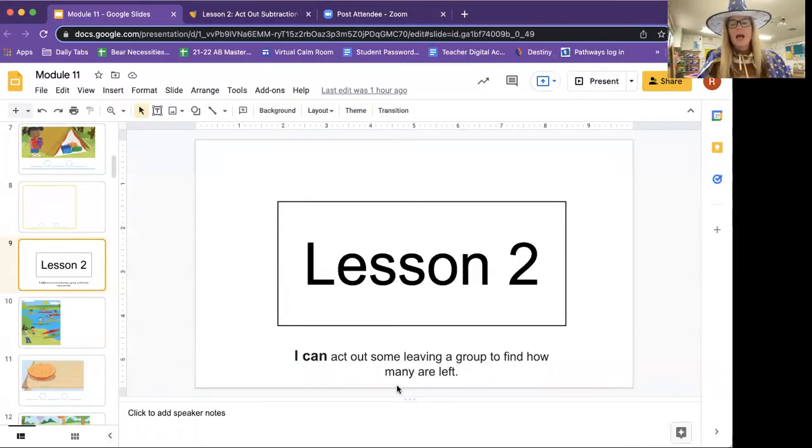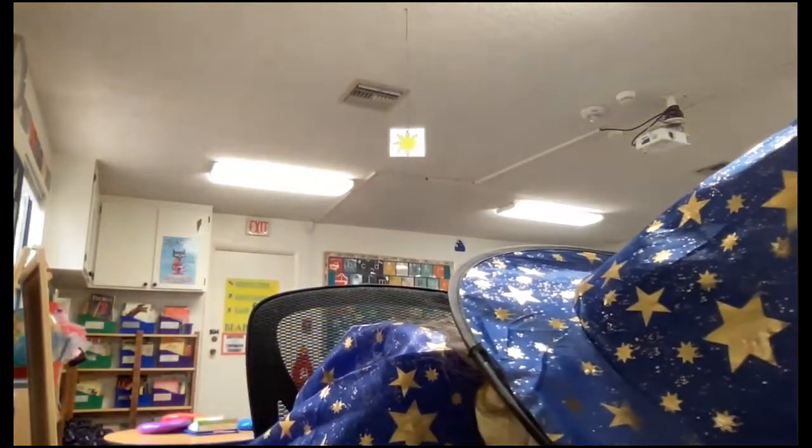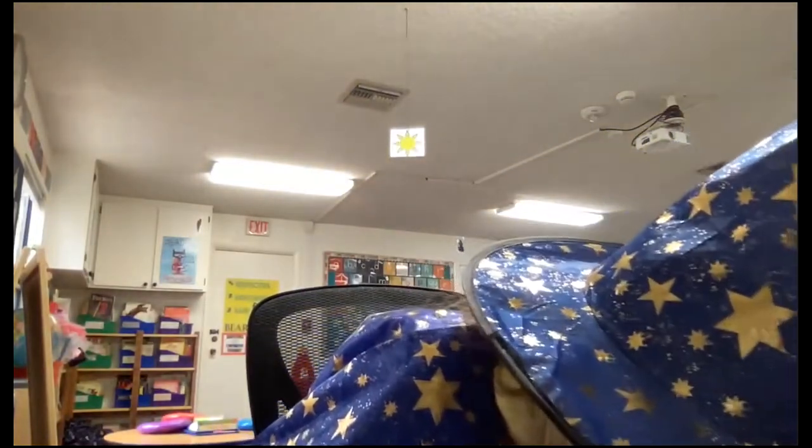All right, let's look at our I can for the day. What are we going to learn to do? I can act out some leaving a group to find how many are left. So that's another word for subtraction. We have a group, we take away, we take from, or maybe our group is leaving, right? Leaving from and having some left. What do I mean by that? Well, I'm going to have some dinosaur friends help me explain what leaving from means.